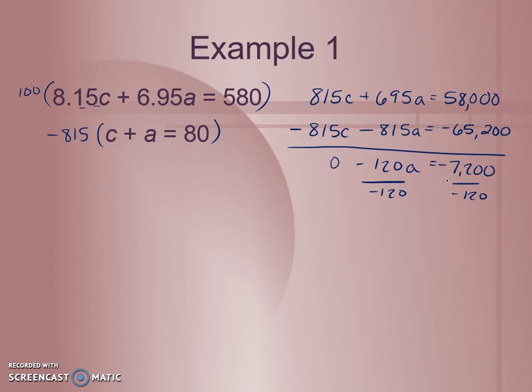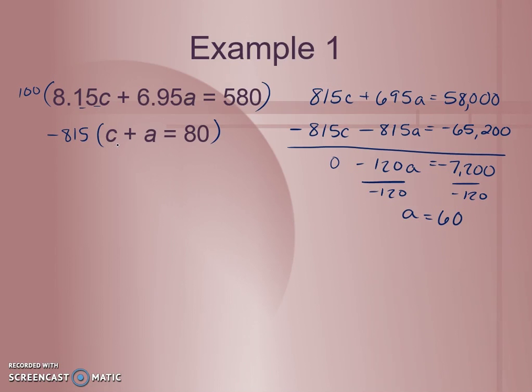Make sure you're really paying attention to your negative signs. A lot of these will make sense when they work out, so you'll be able to tell if you missed a negative sign or not. Because obviously we're not going to have a negative amount of pounds of almonds. So we get 60 pounds of almonds.